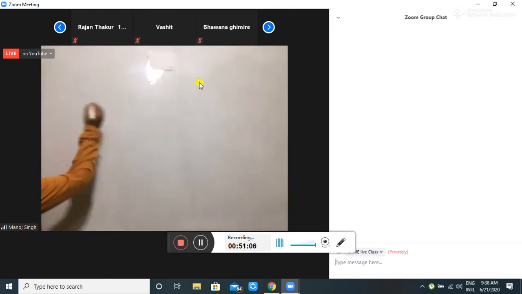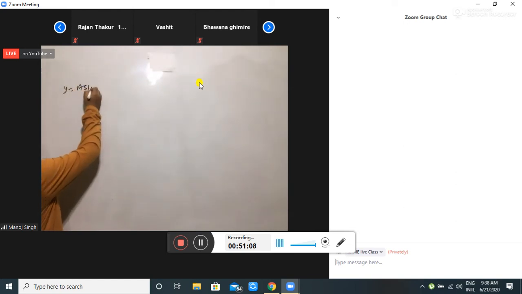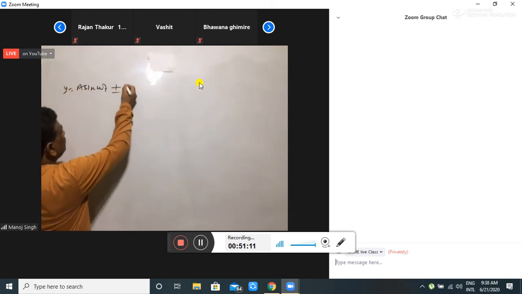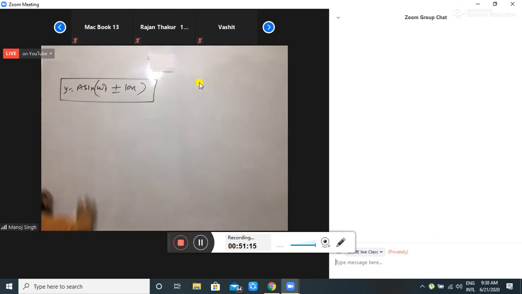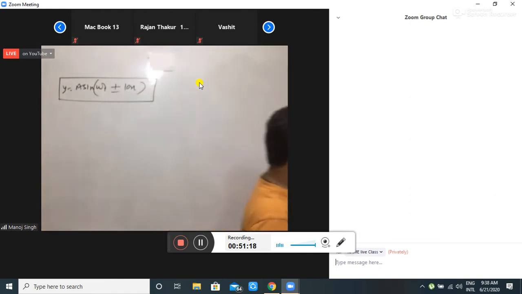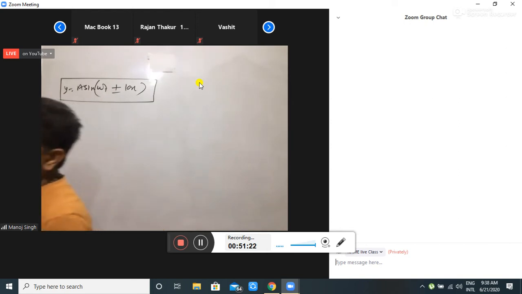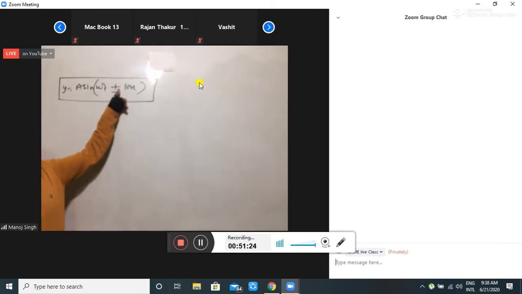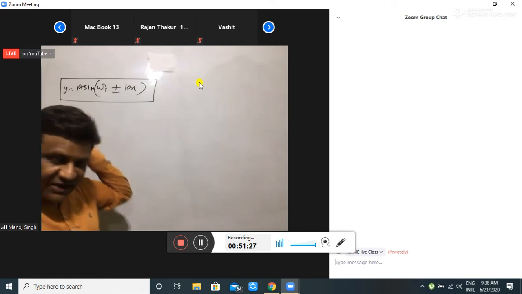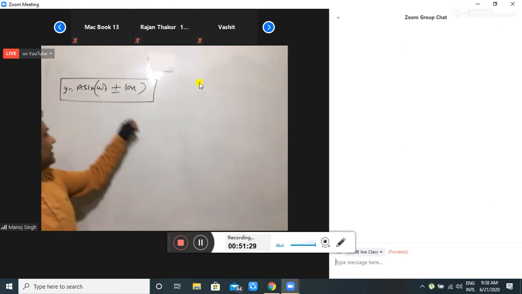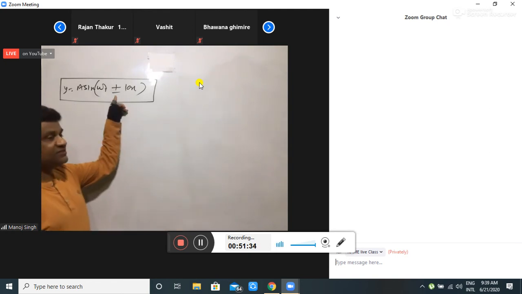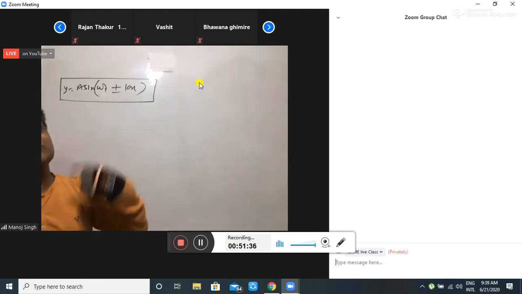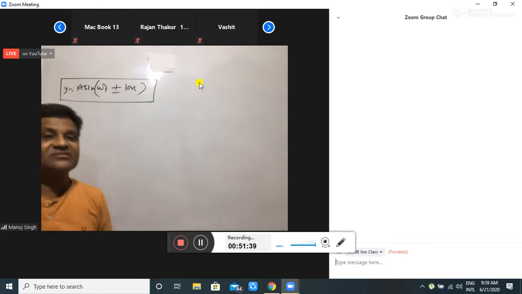So what is the equation? Y is equal to a sine of omega t plus or minus kx. This is the equation of a progressive wave. Plus sign means the wave is traveling towards negative x direction. Negative sign means the wave is traveling towards positive x direction.